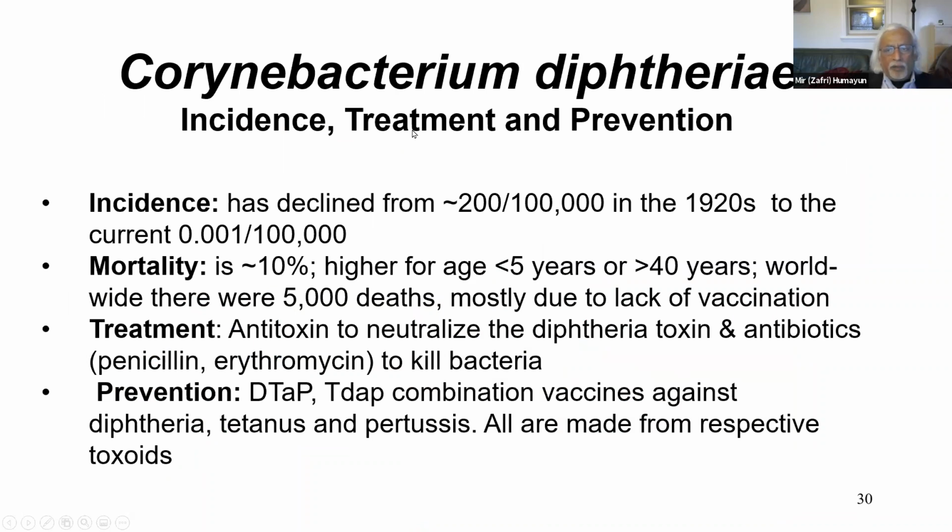Here's the incidence, treatment, and prevention of Corynebacterium diphtheriae. The incidence is very low in the United States currently. It used to be 200 per 100,000 in the 1920s. Today, it is extremely low, 0.001 per 100,000. That's because of vaccines.